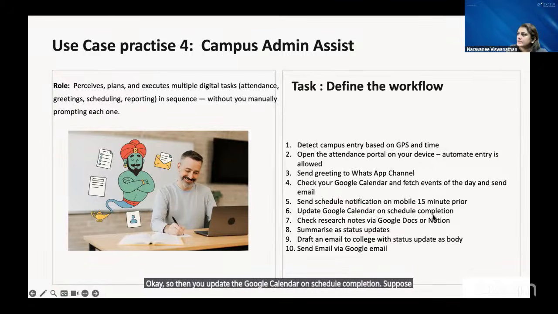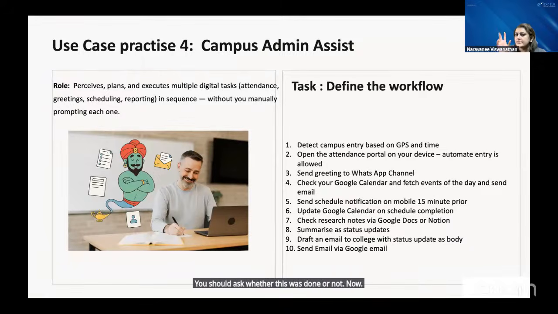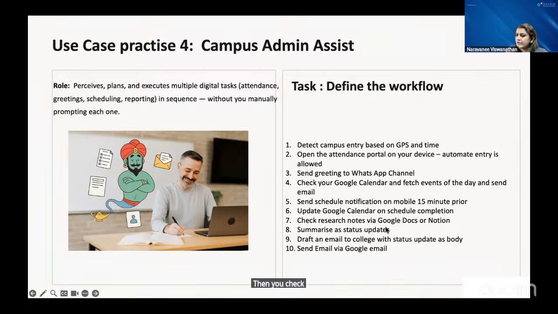Suppose you did the class. You should ask whether this was done or not. Now you press a tick: this class is completed. Then you check research notes via Google Docs or Notion. These are some apps which are available. You summarize the status update from these research notes and draft an email to the college authority. The subject will be status update for whatever project. And then you send the email. So you can automate these different things.